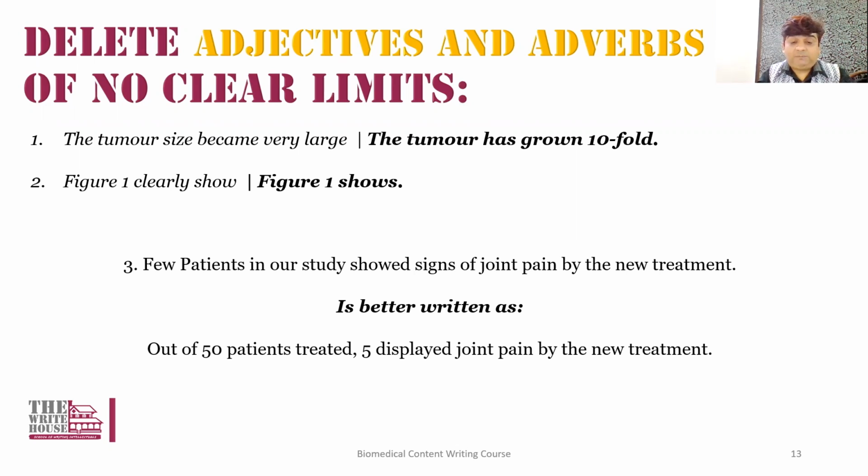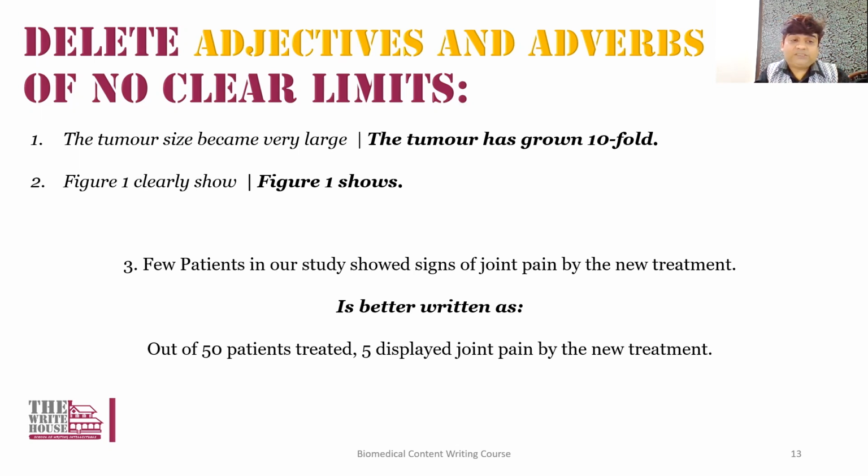So we can write it in a measurable way: out of 50 patients treated, 5 displayed joint pain from the new treatment. Now the reader gets the message clearly that the writer is writing about 50 patients, and the joint pain has happened with 5 patients, and then he can evaluate whether the new treatment has some kind of effect or the positive effect or not in the area explored by your writing.